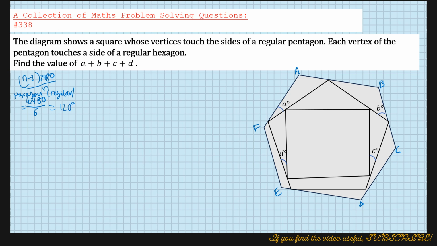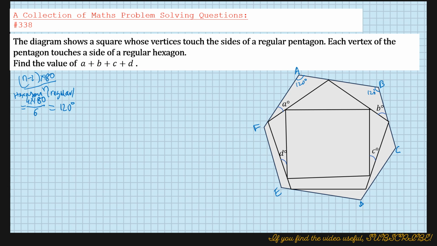So that means because ABCDEF is a regular hexagon, angle A would be 120 degrees, angle B would be 120 degrees, angle C, D, E and F, all of them would be 120 degrees. So now, next we find the internal angles of the pentagon. So we name the pentagon first.